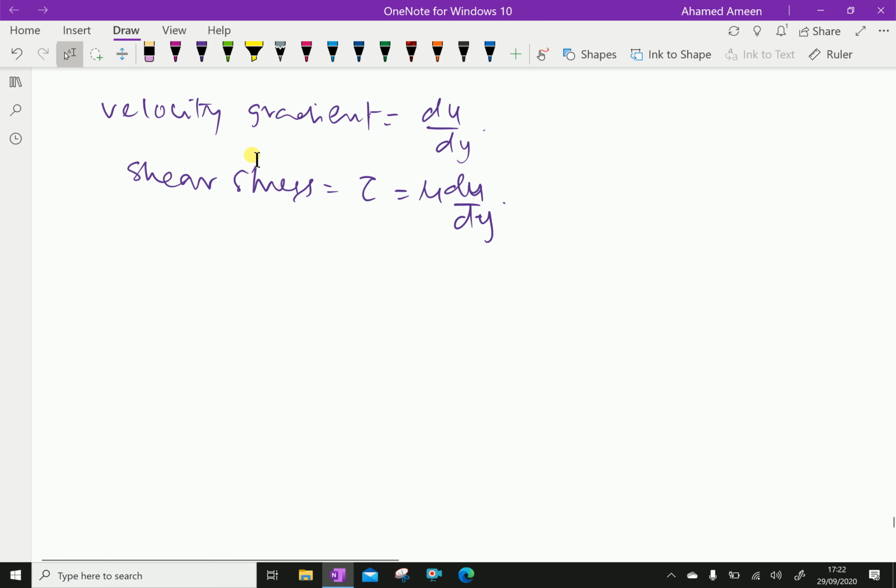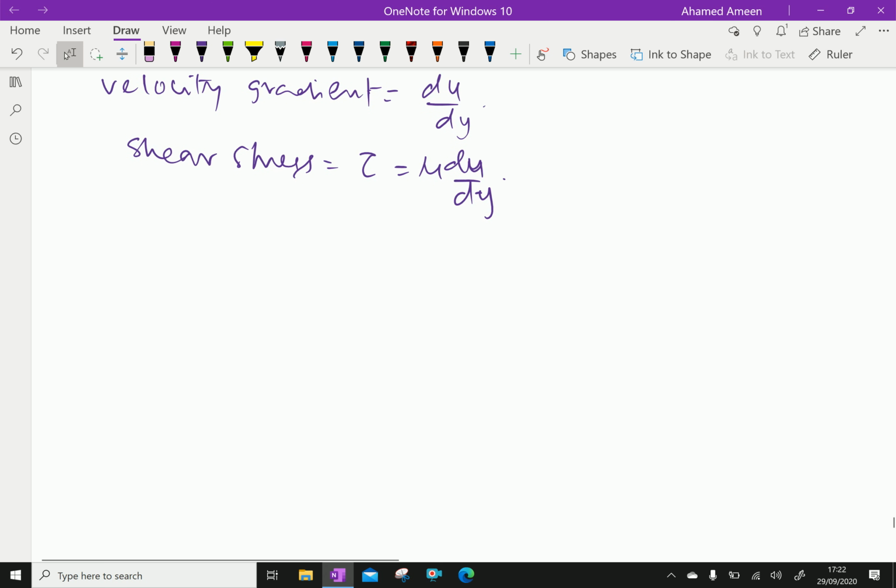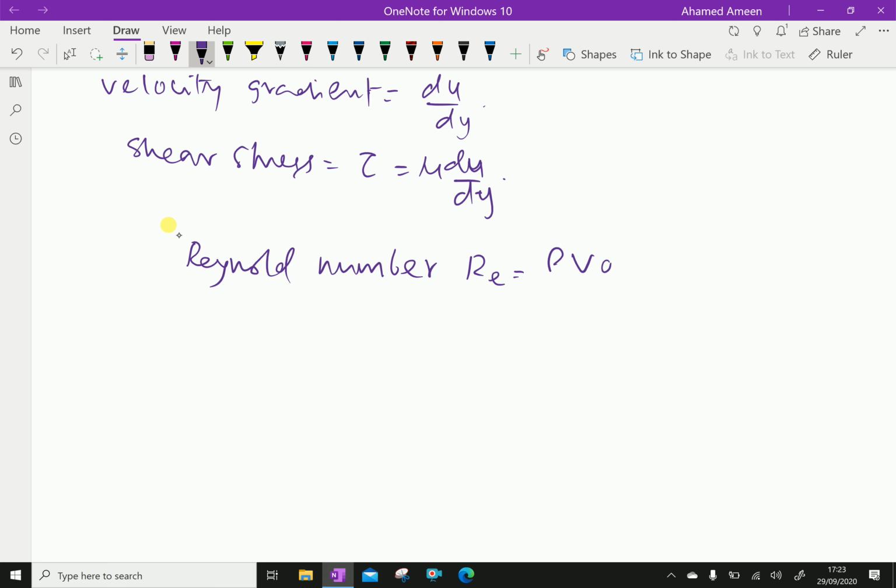The flow through the circular pipe will be viscous or laminar if the Reynolds number R is less than 2000. The expression for Reynolds number is R equal to rho Vd by mu.